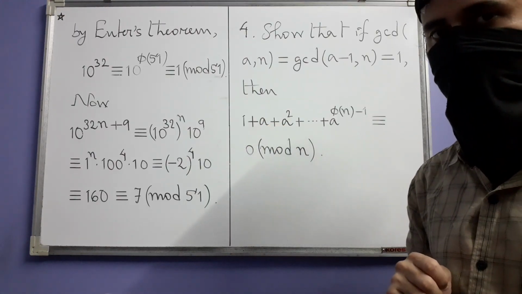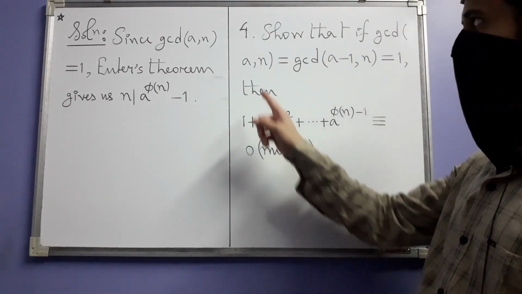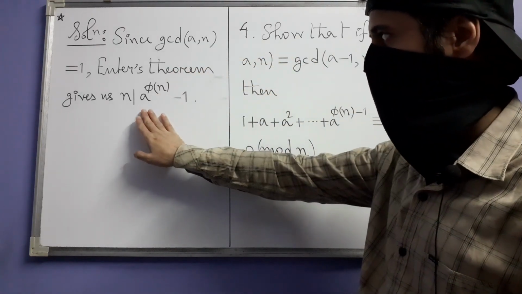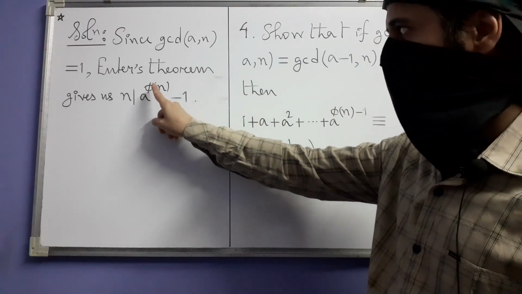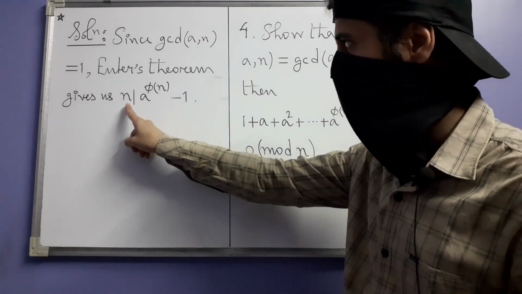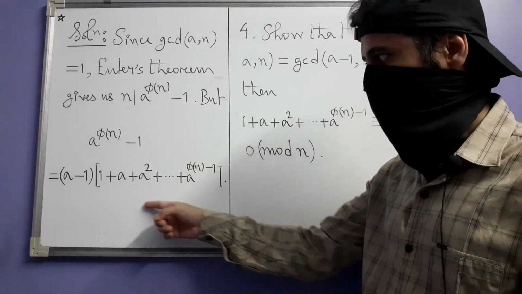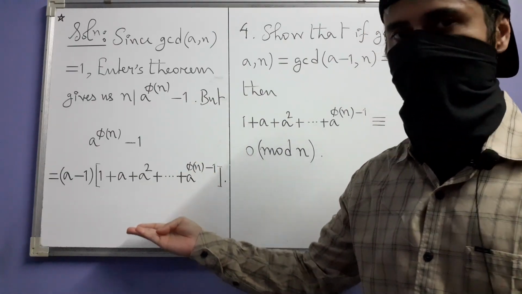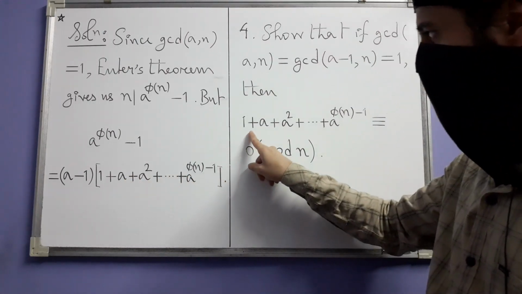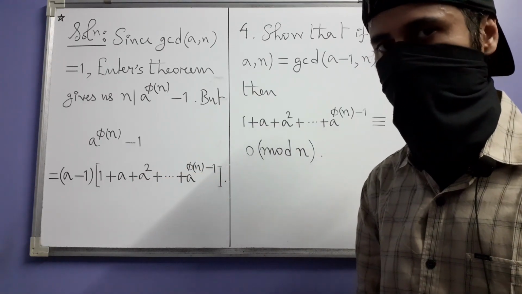In the solution, we immediately apply Euler's theorem because we are given that a and n are relatively prime. So Euler's theorem gives us this divisibility relation. A to the power phi of n is congruent to 1 modulo n, which in other words means that n divides this difference. But this difference can be factorized like this, which is a well-known identity from school algebra. And here you can see that this factor is nothing but this left hand side of this congruence and the other factor is a minus 1.